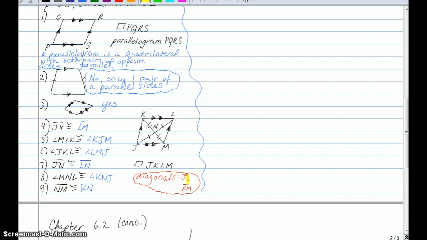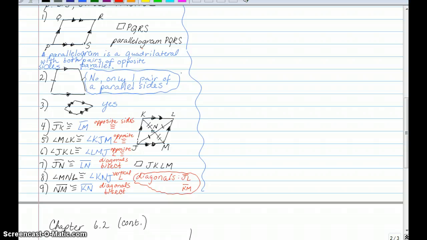Now I'm going to go back and write all of those explanations that I talked about so you have a written form of them, and then I'll turn it back on and just have it available to you. So again, number 4, just to reiterate, segment JK is congruent to LM because opposite sides are congruent. Number 5, angle MLK is congruent to angle KJM because opposite angles are congruent, the angles that are opposite one another.